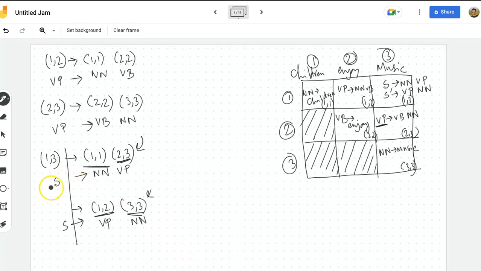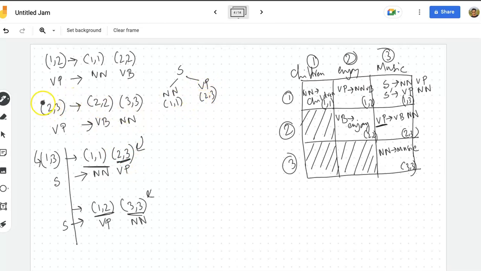So this is the first thing. We get a rule which is S tends to NN VP. Let's check the first one, focusing on 1, 3 only. The rule is NN VP, which is basically 1, 1 and 2, 3. Now let's check this 2, 3 part.